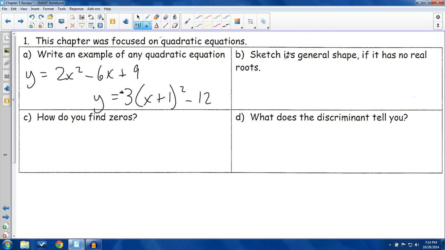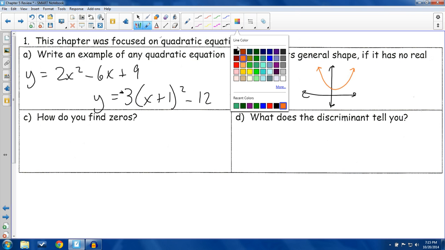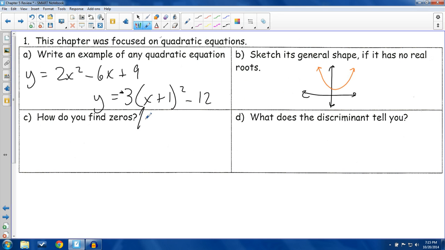I think they just mean sketch the general shape of any quadratic if it has no real roots. So remember what that means. We saw a sketch of this in the very beginning. It never crosses the x-axis. It may, and by the way, must cross the y-axis at some point, even if it's not visible, but it never hits the x-axis. Never crosses. Okay, how do you find zeros? Remember what zeros are. They're also called roots. They're also called solutions.